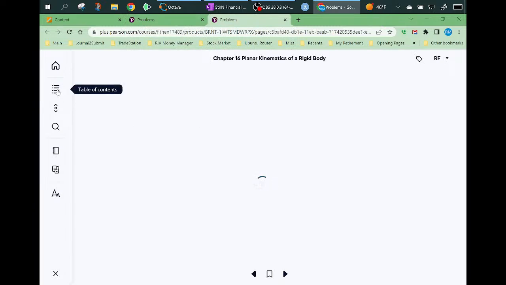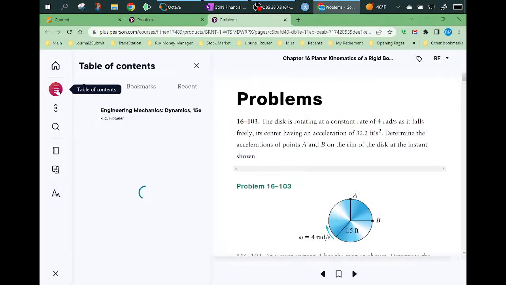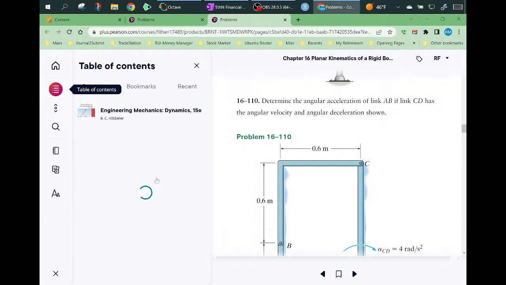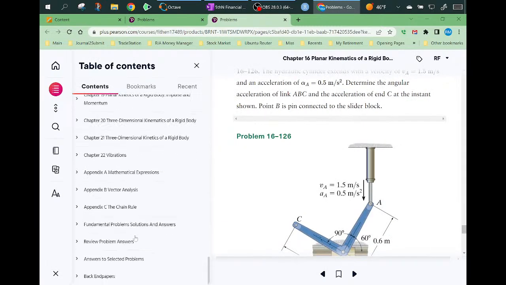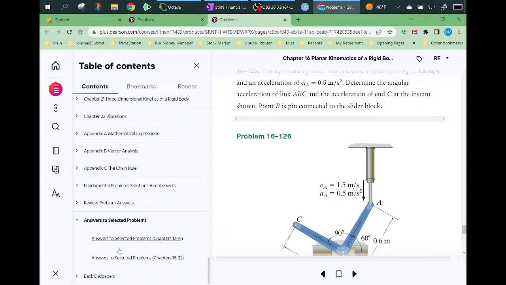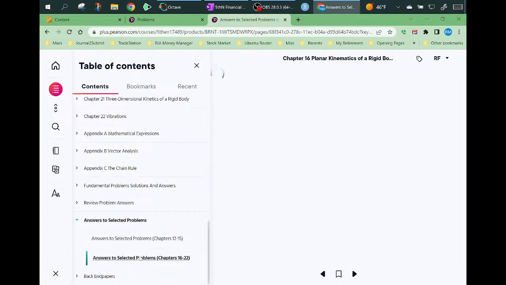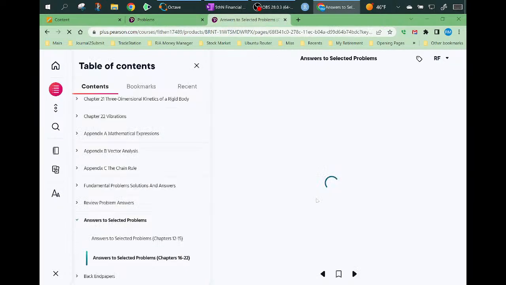Seems to maybe go to the top of that section every time. That's okay. I'm sorry for the long delay. Okay. 126, 16, 126.